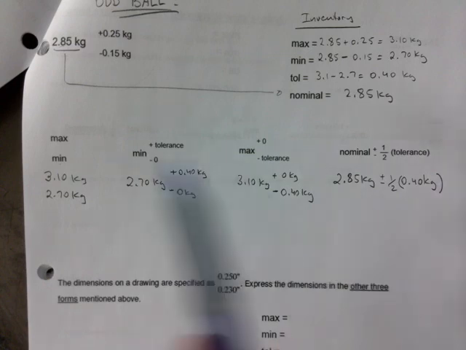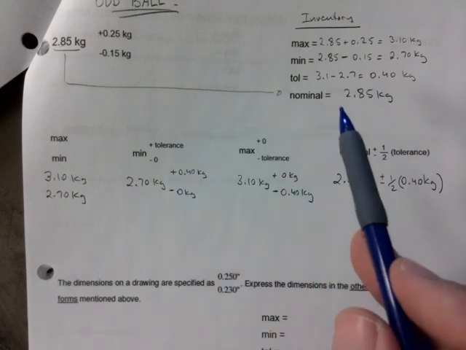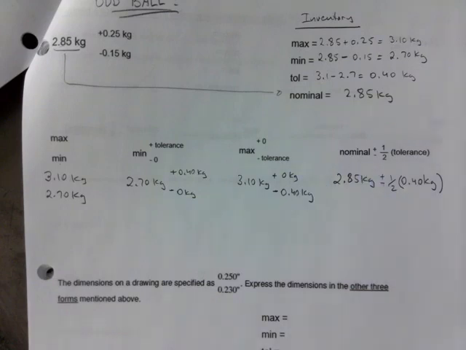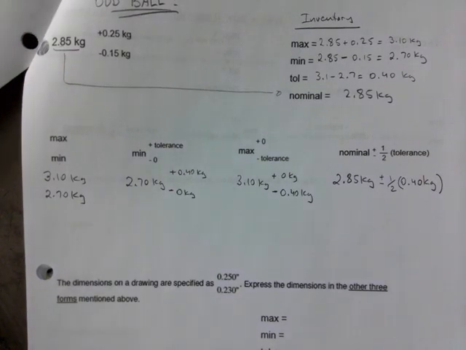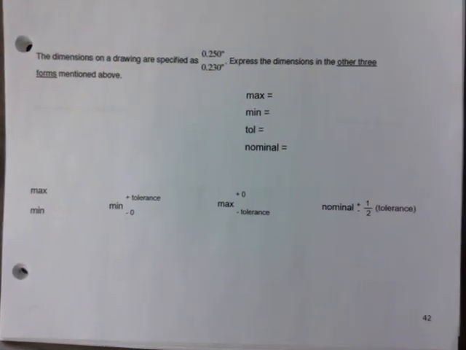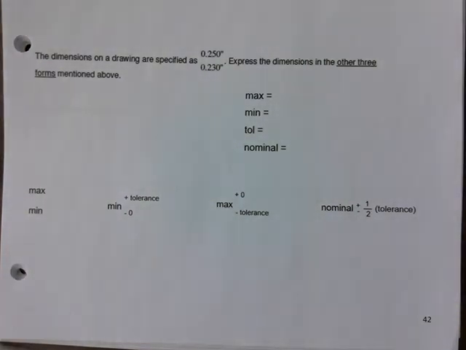Will I always ask you to rewrite it in all the other formats? Probably not, but you should be able to do it. You should be able to get your inventory and then go out to any of these here. Okay? All right. Feel like I should do one more. Let's go to the bottom of 42 here, bottom half, because that's the one where nominal is not given, okay? Do I have time to show you? Yes.